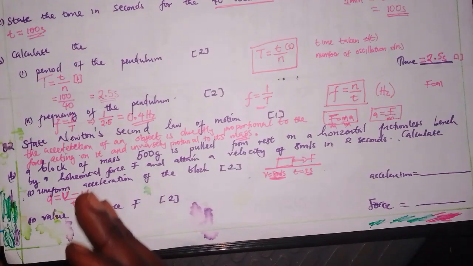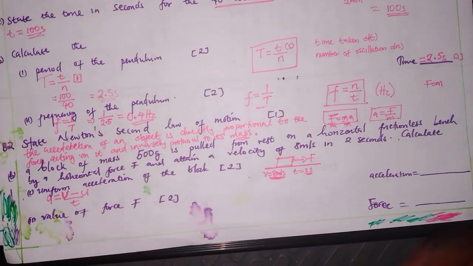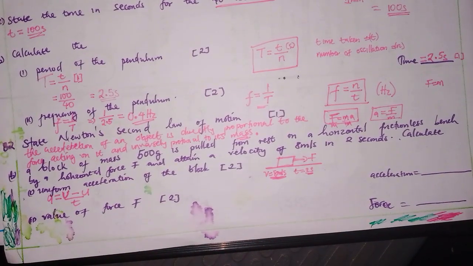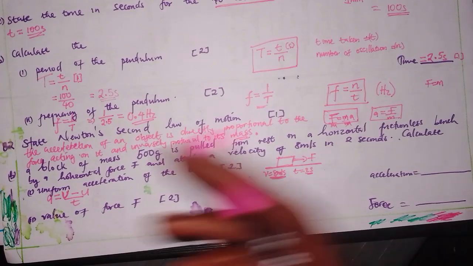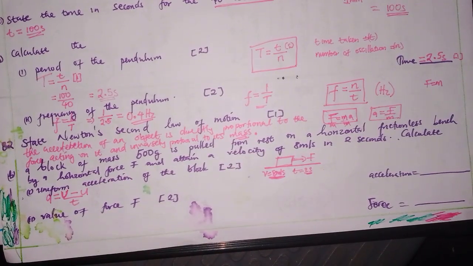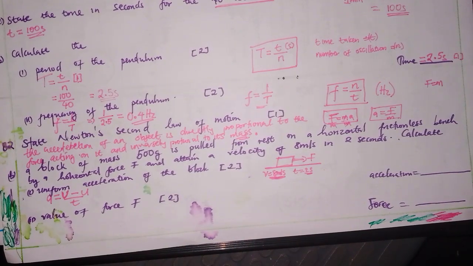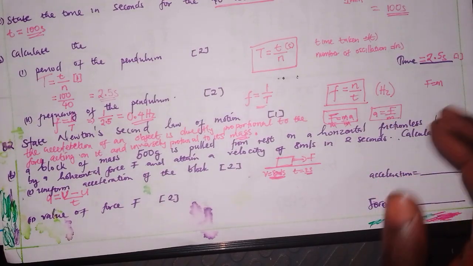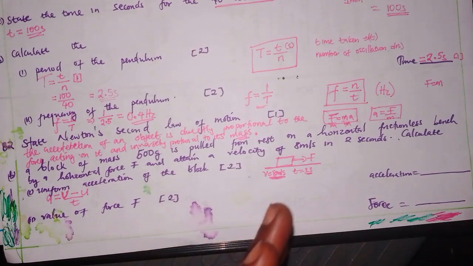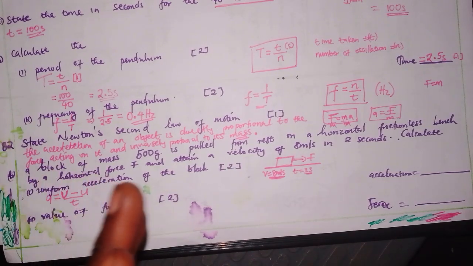Why are we using this formula but not the formula for force and mass? Remember, in the question, we don't have the force. So if we don't have the force, we cannot calculate the acceleration using the formula for force. So don't rush into solving.